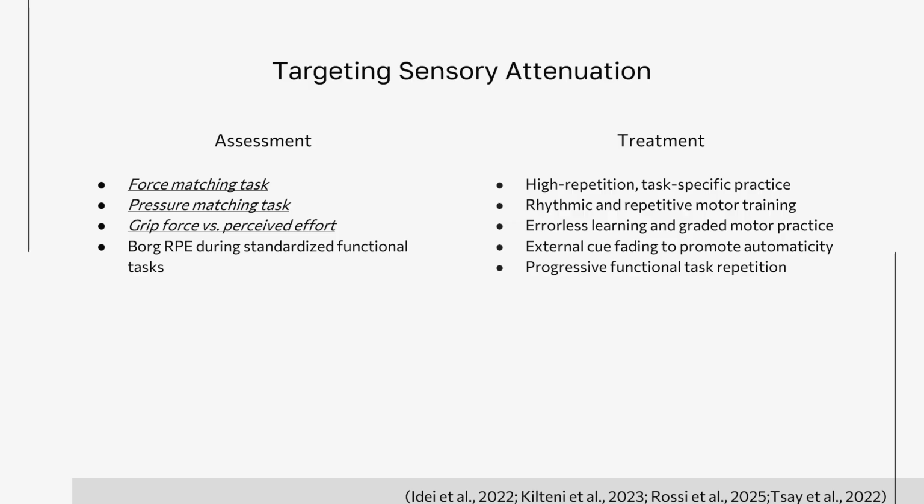In the treatment, we're looking at high repetition, task-specific practice. In mass practice, we are just trying to set that internal model as much as possible. Get that thing recalibrated so that they can start making predictions again. So anything rhythmic and repetitive, errorless learning, graded motor practice, external cue fading to promote automaticity, that's really important, and progressive functional task progression. Again, that is grading the way we do, finding that just right challenge and pushing them to the highest levels of performance.